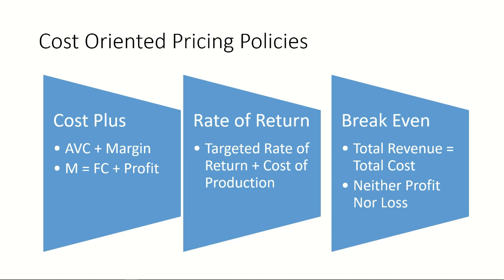Okay, so these three are the cost oriented pricing policy. Once again, cost plus pricing means average variable cost plus margin is equal to price. In the rate of return method, the targeted rate of return plus cost of production is the price. Here we are finding the break even, then plus the margin.